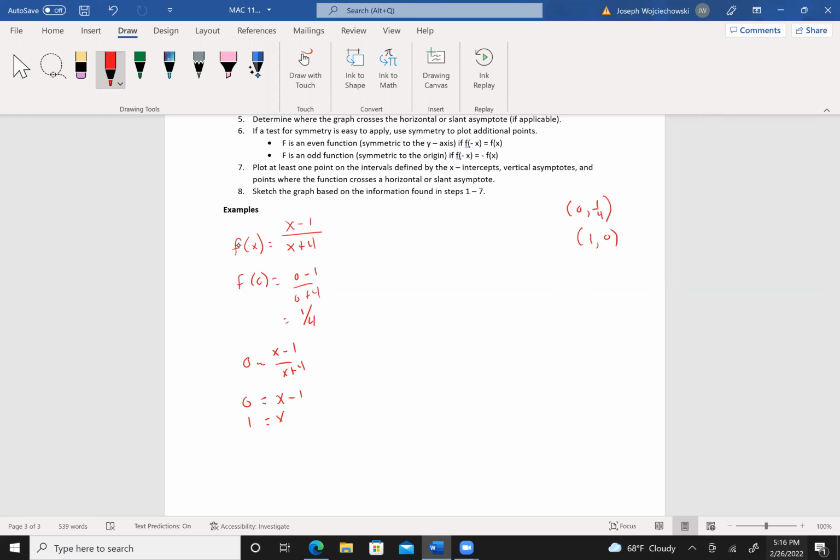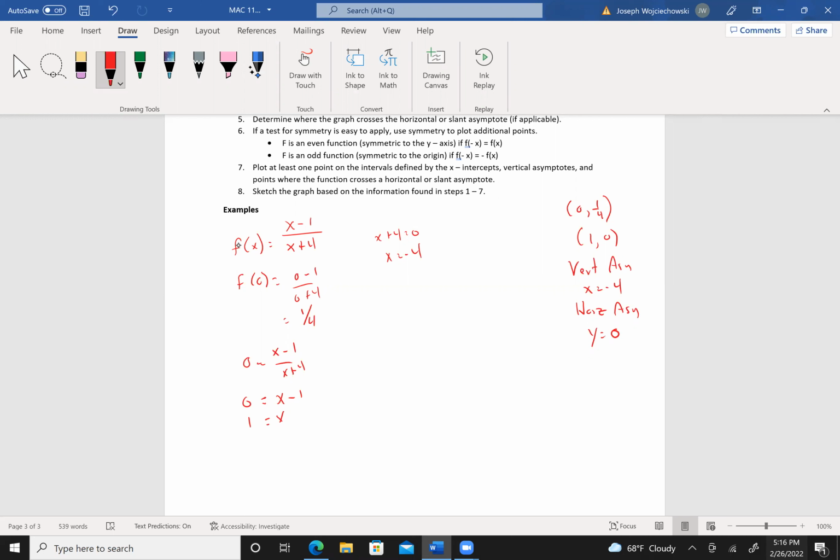My denominator is x plus 4. So x equals -4 is a vertical asymptote. My numerator and denominator have the same degree. So my horizontal asymptote is y equals 0. And if you have a horizontal asymptote, you will not have a slant asymptote. You'll have one or the other, but not both.